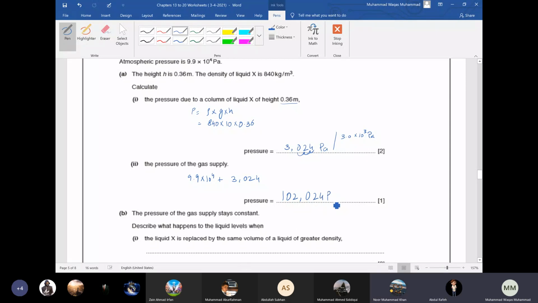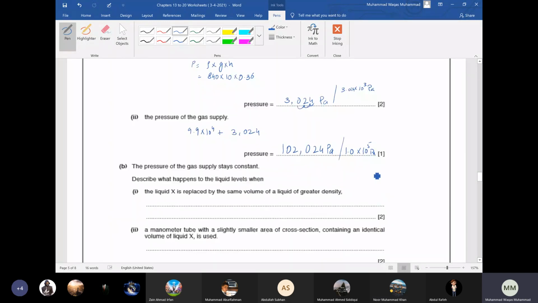Pascal? Yes, sir. Beta, you can convert that into the exponent form or standard form. Then 1, 2, 3, 4, 5. What can you write? 1.0, or you can write 1.02. It's up to you. 1.0 times 10 to the power 5 Pascal. So you can also write it this way. Beta, got it? Yes, sir. The pressure of the gas supply stays constant. Beta, the pressure of the gas supply does not change. Okay.